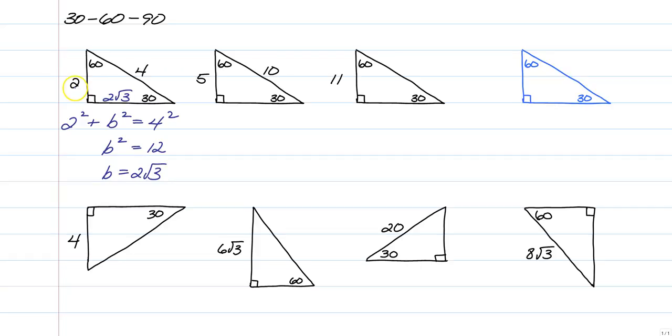Now you can see that we have a 2 and a 4, and this one is now 5 and a 10, so I'm guessing you can predict that this is going to be a 5 root 3. And then you get to this one and you're going to say that this is 11 root 3 and 22. If you were to follow the pattern, that we're going to double that side and you would be correct. So again, this is a 30, 60, 90.